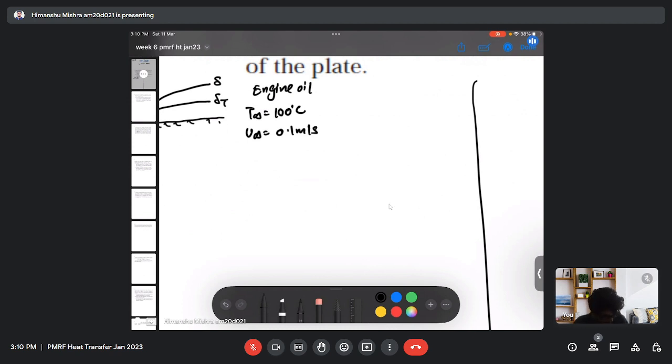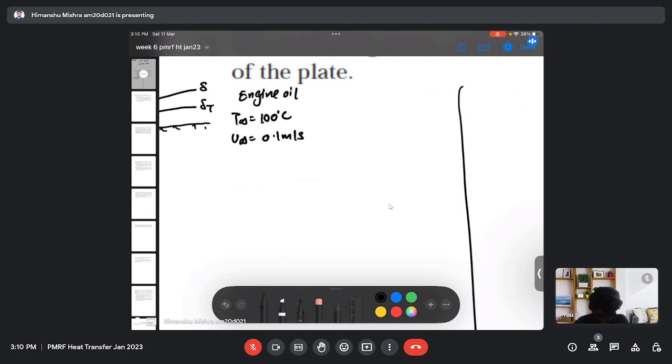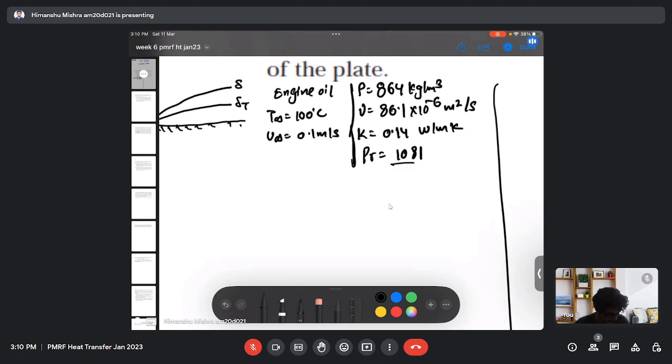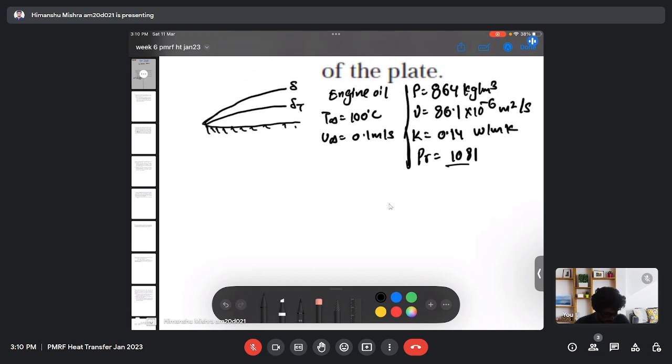Let me list out the properties of engine oil, like density, kinematic viscosity, thermal conductivity and Prandtl number, at a temperature of 100 degrees Celsius. The density is 864 kg per meter cube. Kinematic viscosity is 86.1 times 10 to the power minus 6 meter square per second. Thermal conductivity is 0.14 watt per meter Kelvin, and the Prandtl number is 1081. A few weeks back, we did a problem where, based on the Prandtl number, we could relate which boundary layer is bigger, the hydrodynamic boundary layer or the thermal boundary layer.